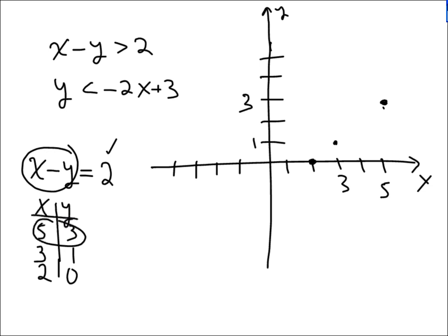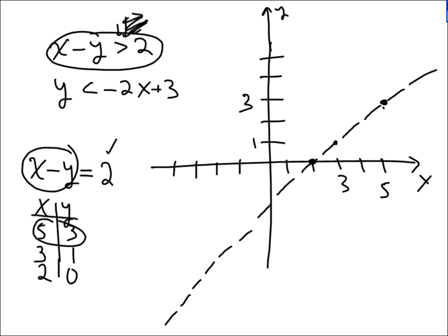Now, since this symbol right here did not say greater than or equal, it just said greater than, it doesn't say equal. Same argument if it said less than. If it doesn't say equal, you dash the line. The points on the line have the property that x minus y equals 2. But we don't want x minus y to equal 2. We just want it to be greater than 2.